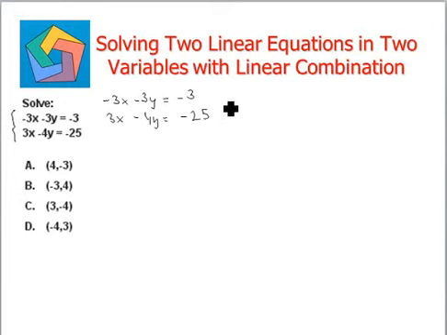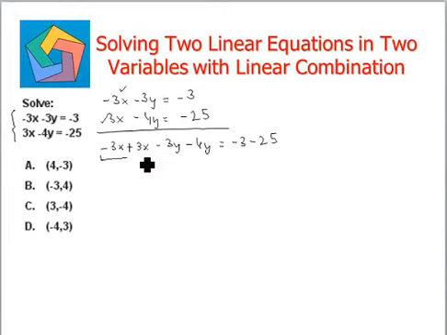Now if you observe carefully, if we add the two equations, that is the first one and the second one, our x will get eliminated because here we have negative 3x and here we have a positive 3x. So adding the two equations, let's write it: negative 3x plus 3x minus 3y minus 4y equals negative 3 minus 25. So this becomes 0. Negative 3y minus 4y is a negative 7y equals negative 3 minus 25, which is negative 28.